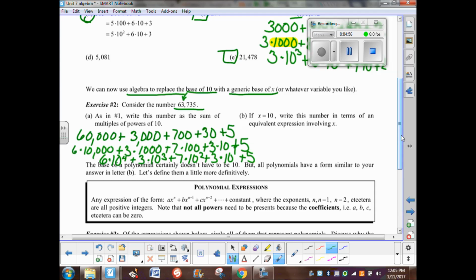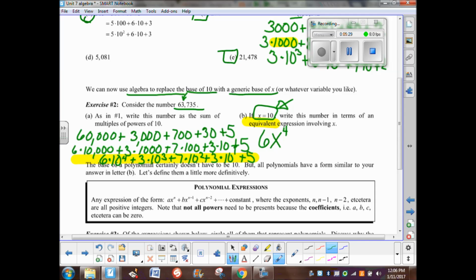So if we take it one more step, and now let's make it algebra, it says if x equals 10, write this number, the number that we just got done working with, our final answer, in terms of an equivalent expression involving x. So my problem says here, x is equal to 10. So let's take our final answer and substitute x in wherever we see 10.